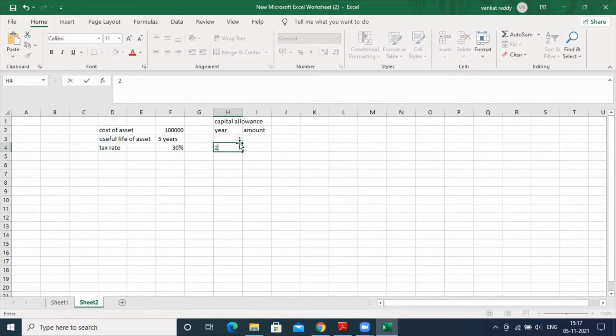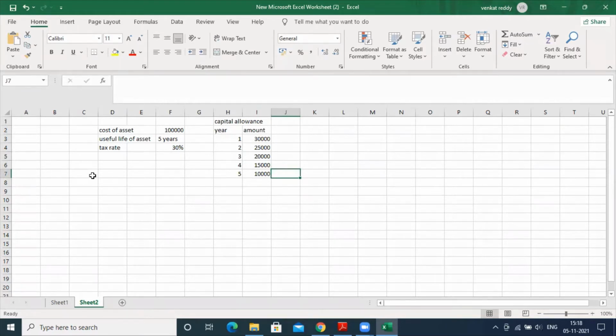So 5 years. First year we can claim 30,000 as depreciation. Second year 25,000. Third year 20,000. And fourth year 15,000. And the last year 10,000. So these are the amounts of depreciation as per tax. And as per accounting base, generally we use the formula that is cost of asset minus scrap value divided by life of asset. That is the formula for charging depreciation.